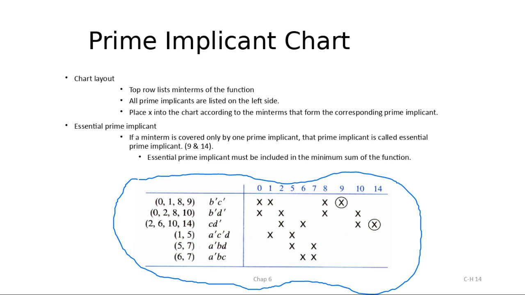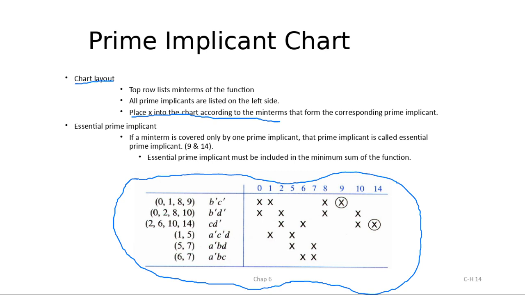And you get this table. So the chart layout: the top row lists the min terms of the function. All prime implicants are listed on the left side. Place an x into the chart according to the min term that forms the corresponding prime implicants. We did that. We create the table, right? We create the chart. It is not hard.